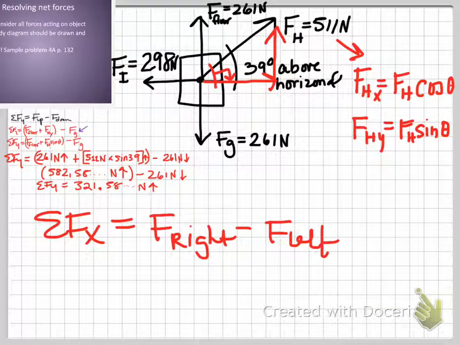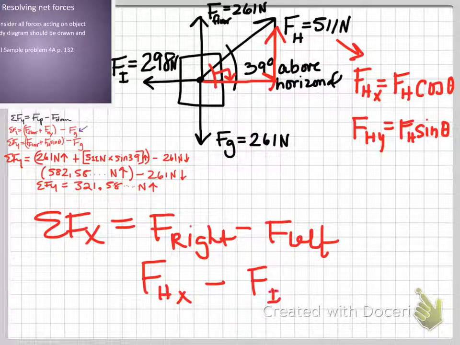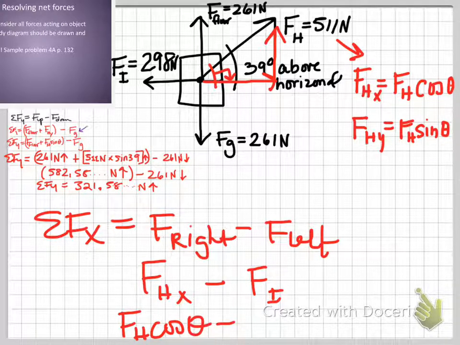Okay, so my sum of forces on the x is going to be all my forces to the right minus all my forces to the left. What do we have to the right? Well, we have force of Hannah on the x. And on the left, we have force of Ireland. Do we have to resolve Ireland's force? No. As far as we're told it's a 0-degree angle, it's on the x-axis. So force of Hannah on the x, of course, is going to be force of Hannah cosine theta minus force of Ireland.